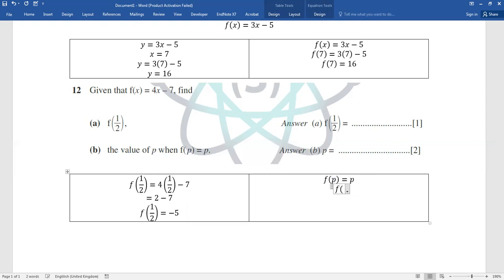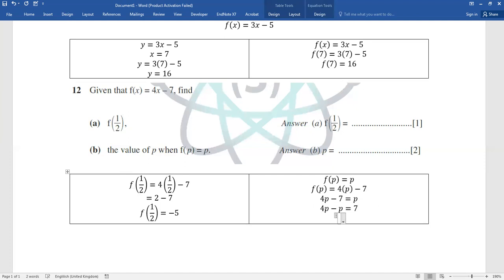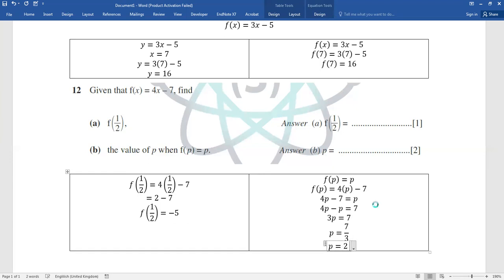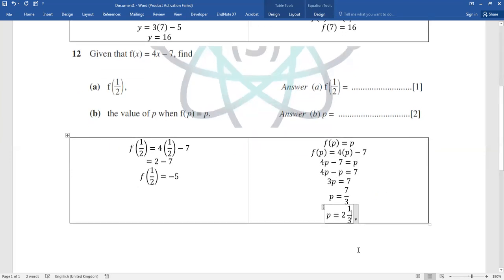So let's try to see this. For an input of p, 4 into p minus 7, the output is also equal to p. Do you understand this, bacho? When we input p, this entire thing was our output. The question said ये पूरा भी p है. Fine. So 4p minus p is 7. 3p is 7 and p is 7 over 3. And that is 2 whole number 1 upon 3. If anyone has not understood a single step till this point, please let me know.